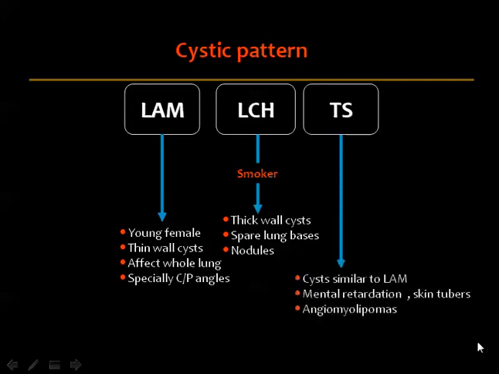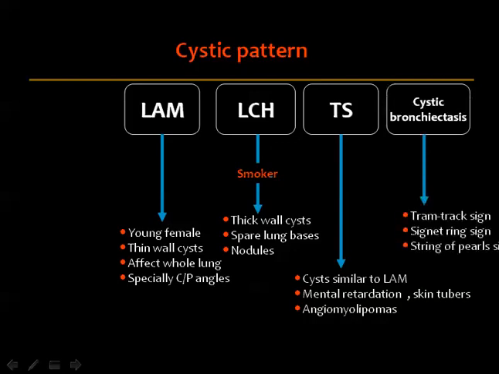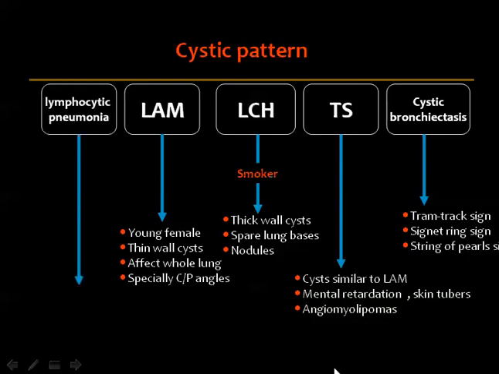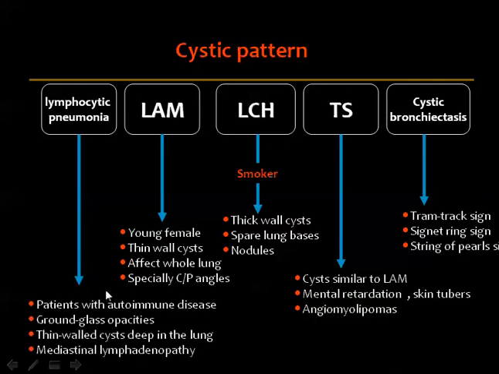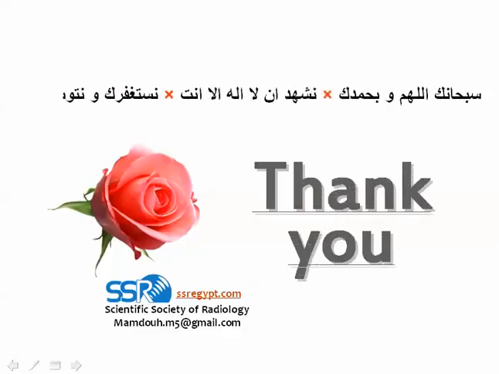Tuberous sclerosis has cysts similar to lymphangioleiomyomatosis. The patient had mental retardation, skin tumors, and angiomyolipomas in the kidneys or in the liver. Cystic bronchiectasis: the tram track sign, signet ring sign, and so on. Then lymphocytic interstitial pneumonia: the patient with autoimmune disease, especially Sjögren's, ground glass opacities, thin wall cysts, and sometimes mediastinal lymphadenopathy. Thank you.